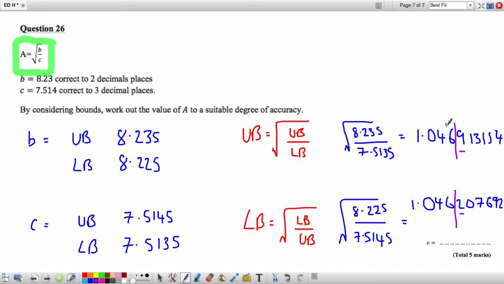If we look at 2 decimal places, this is a 6 here, this is a 6 here. So this number here rounds to 5 and this number rounds to 5. So here, a suitable degree of accuracy, the answer will be 1.05, which is correct to 2 decimal places.